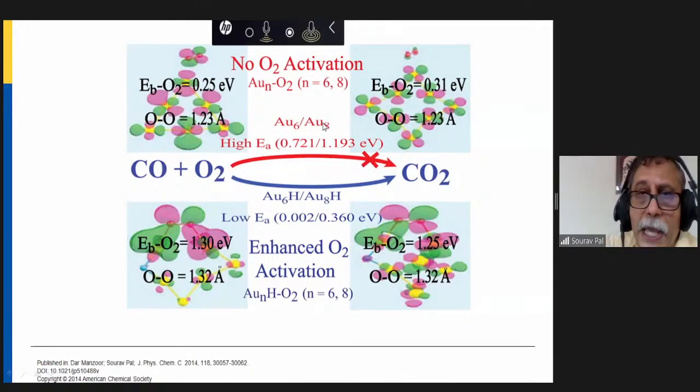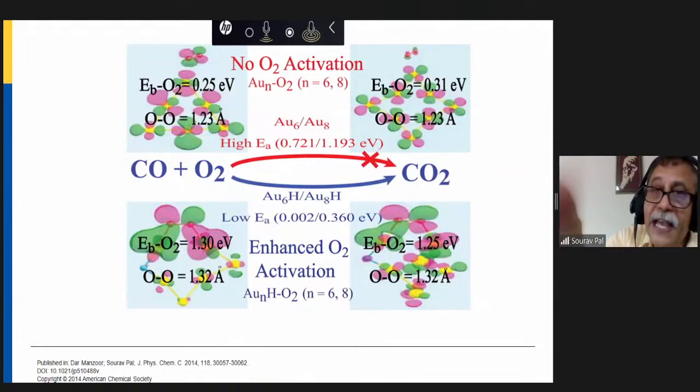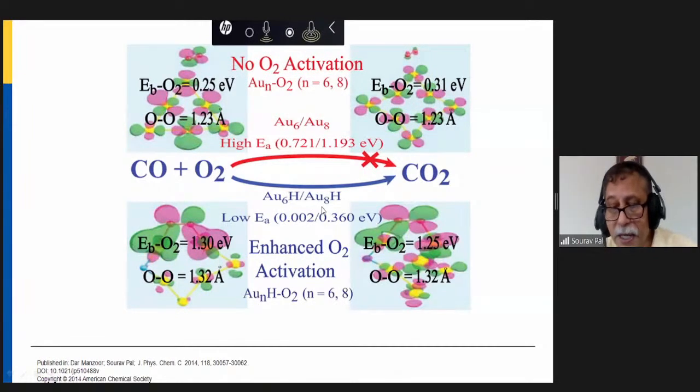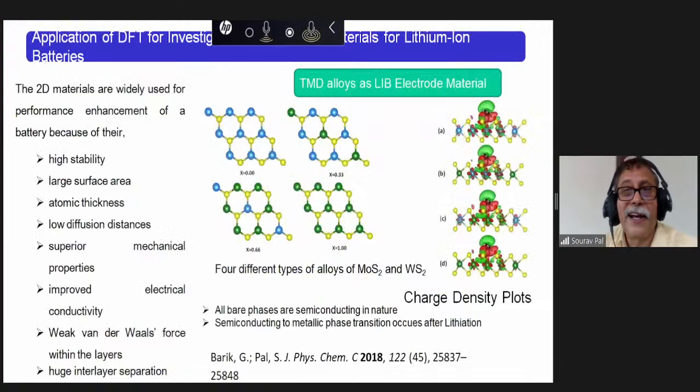That is true. As I told you, Au8 is inert. I have not tried what will happen if I do SiAu7 and H, because I already told you, SiAu7 is catalytically active. So maybe if I put a hydrogen chemisorbed on SiAu7, this will be even better than this Au8. I think that is something I have to do. There are a lot of things one can keep doing, calculation.